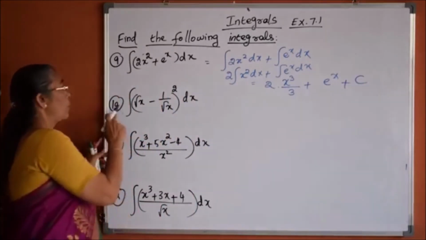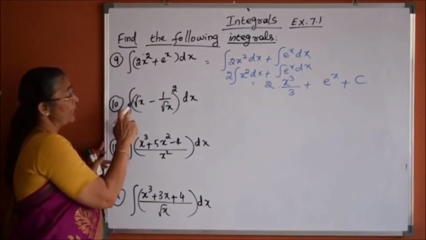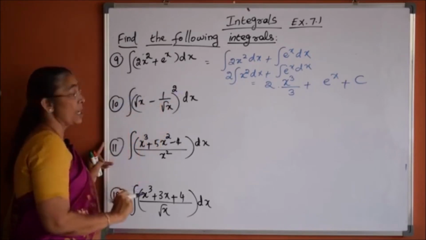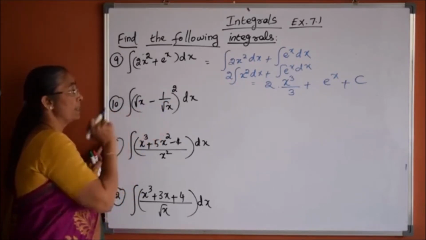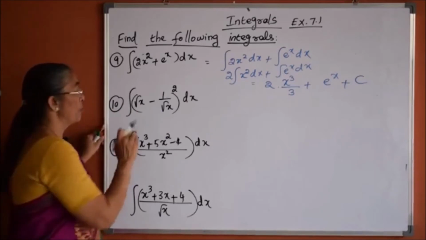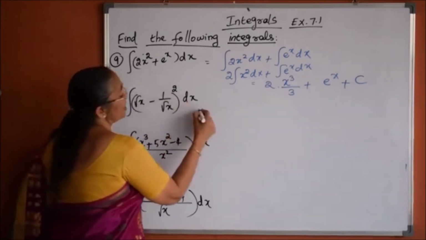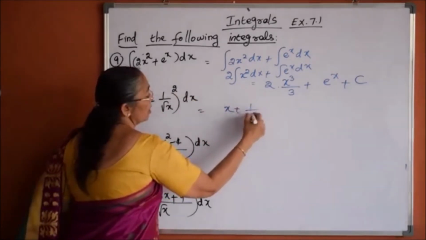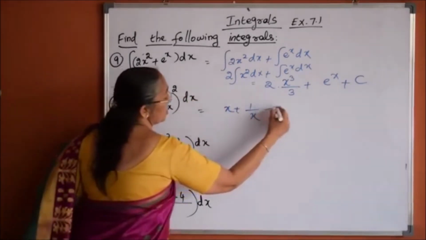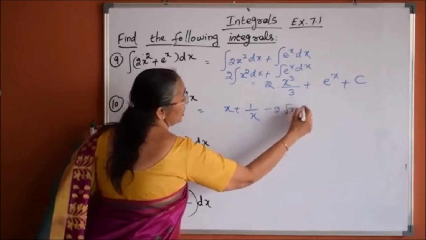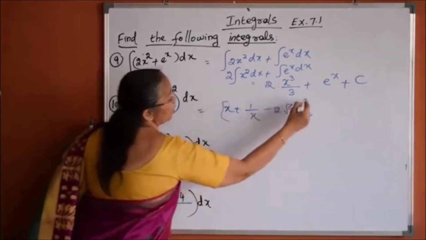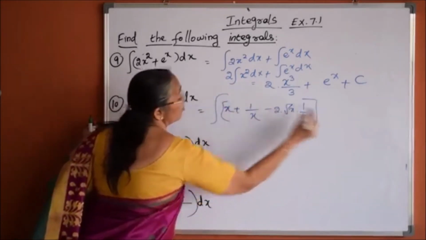Now problem number 10, we need to find the integration of root x minus 1 by root x whole square dx. First let me expand this one using the a minus b whole square formula. Root x square, that is a square, which is x, plus b square, 1 by x, minus 2ab, 2 times of root x into 1 by root x. So this will get cancelled. So we have to find the integration of this function.